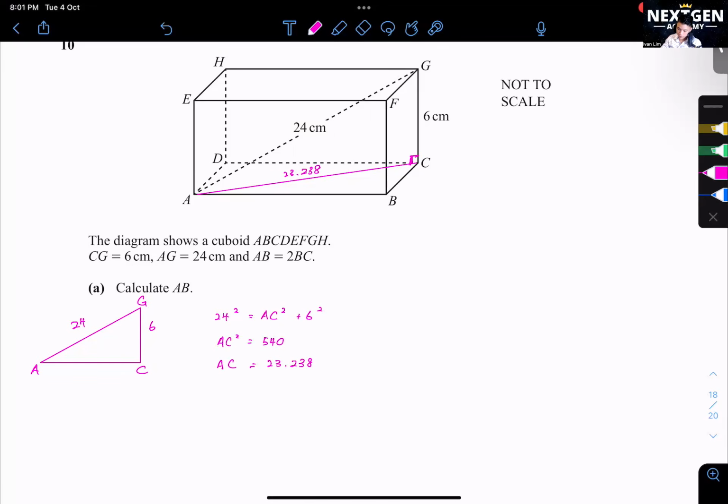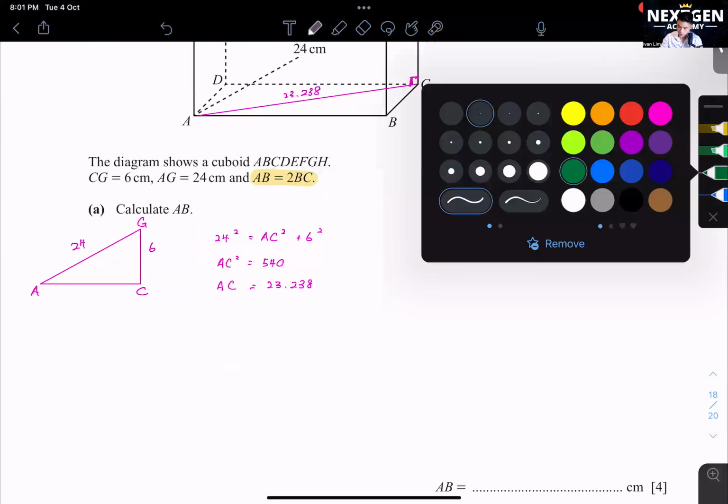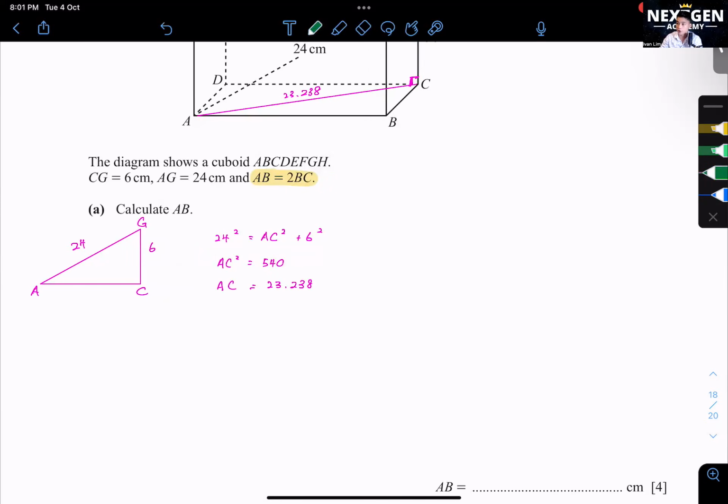They say AB is equal to 2 BC. So over here is another Pythagoras, another right angle triangle. So I just use this one, triangle ABC. If I were to draw triangle ABC, it'll be like this. A, B, C. What do we have here? 23.238, which is what we calculated from the previous one.